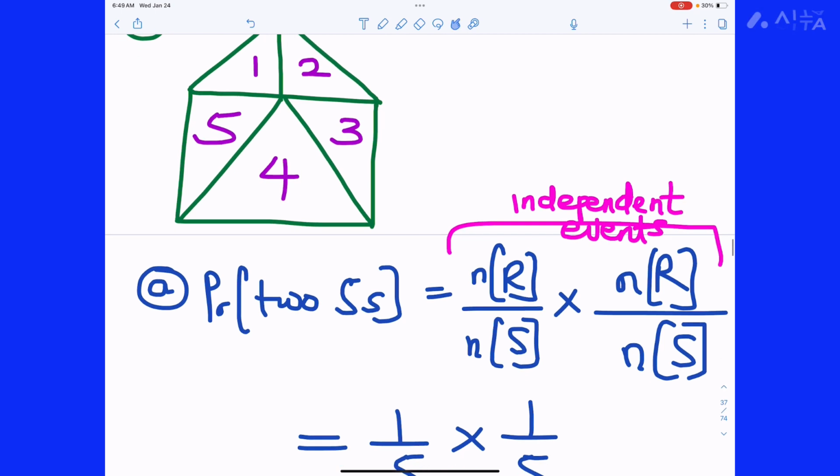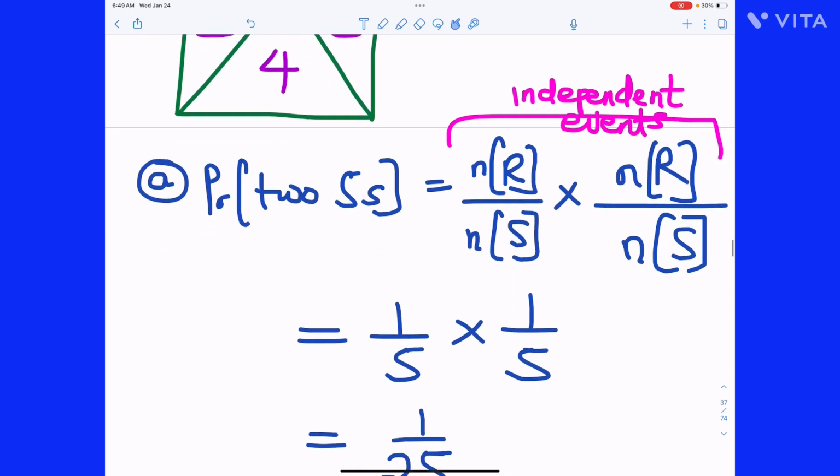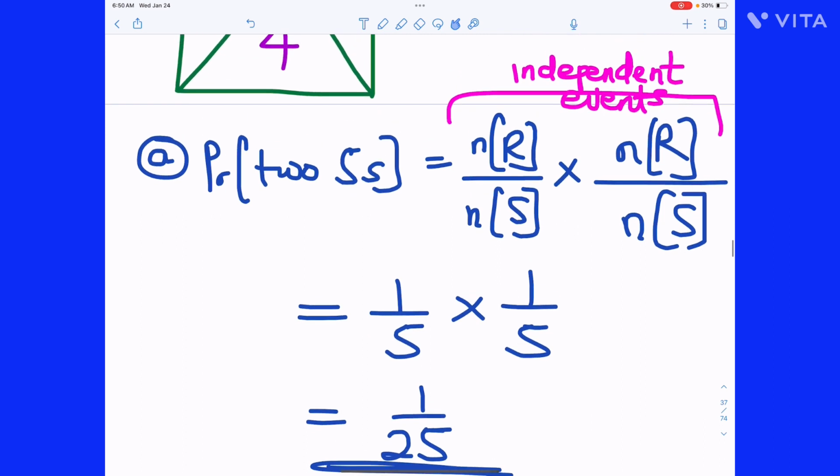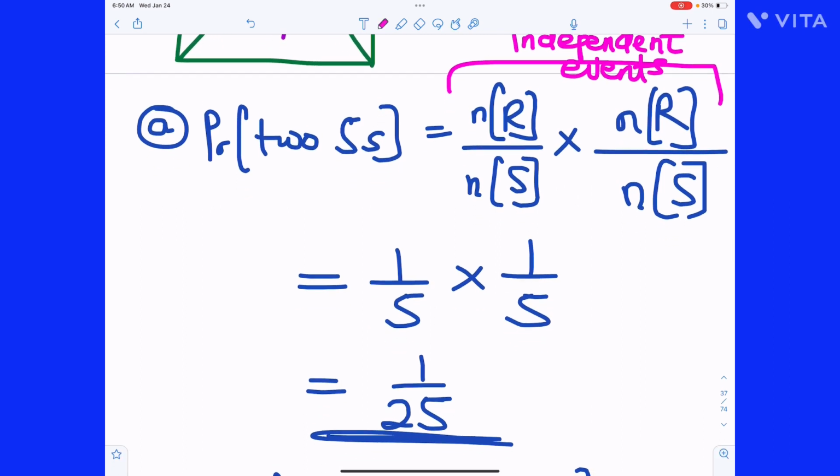Probability of getting a 5 in the first spin is 1 over 5 because there's just one 5 and there are 5 possible outcomes: 1, 2, 3, 4, 5. So probability of getting 2 5s in 2 spins will be what? 1 over 5 times 1 over 5. That gives you 1 over 25.